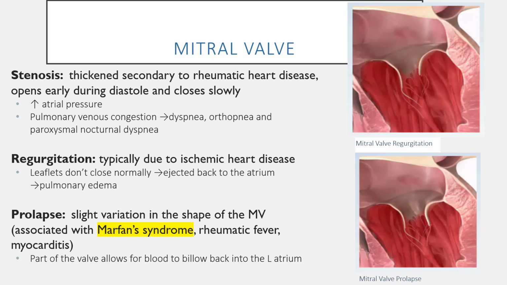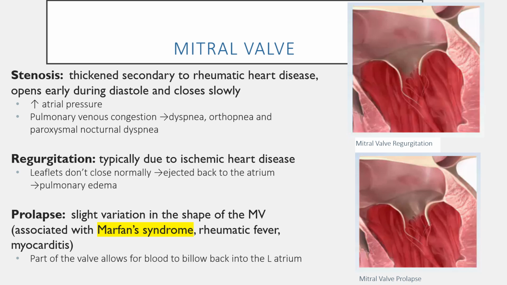Mitral valve prolapse affects 2 to 6% of adults and is more common in young women. There are slight structural variations in the mitral valve, and the leaflets will billow back into the left atrium during ventricular contraction. It may be asymptomatic or present with exertional dyspnea, exercise-induced fatigue, and complications such as atrial fibrillation.